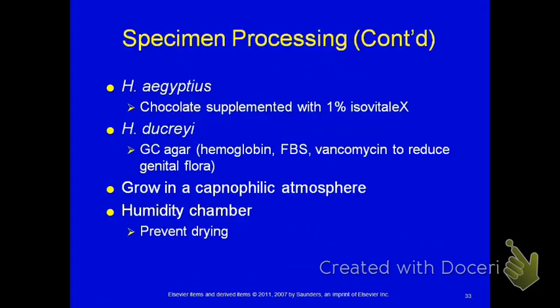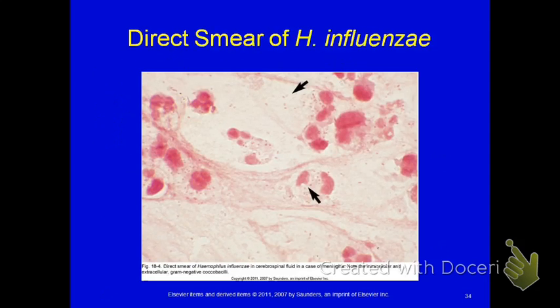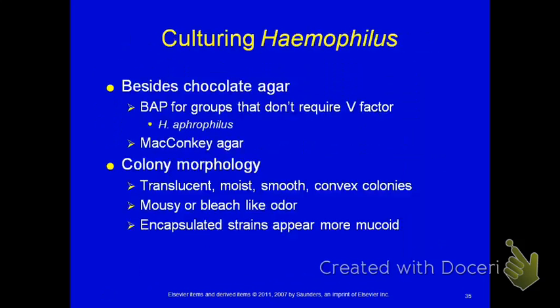Very important to take note that they require CO2, so a candle jar would be ideal, and you might as well have a humidity chamber to prevent drying of the plates or the agar. I think you saw a while ago the smear of Hemophilus influenzae showing cocobacilli. Besides chocolate agar plate, blood agar plate would also be ideal, but you have to remember this is only ideal for organisms that do not require V factor, such as Hemophilus aphrophilus. If the organisms require V factor, do not use blood agar plate; use chocolate agar plate instead. On MacConkey agar, being gram-negative organisms, Hemophilus could still grow.